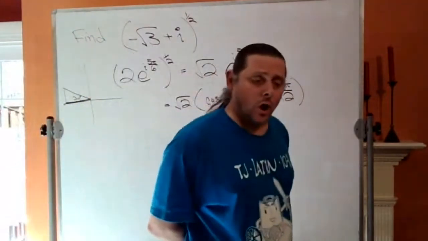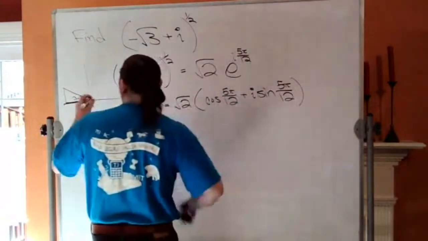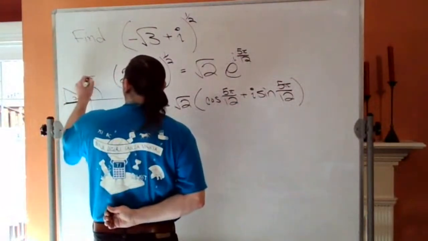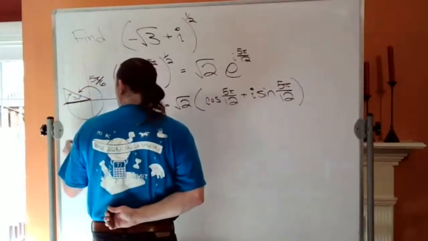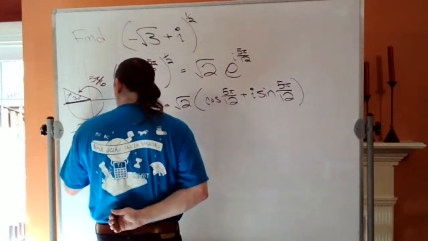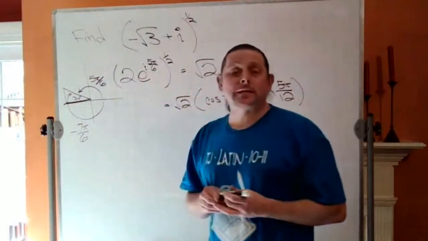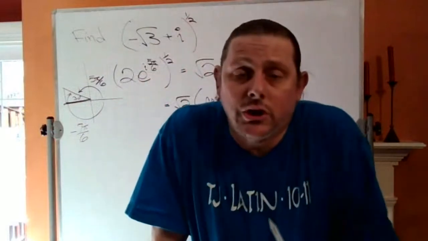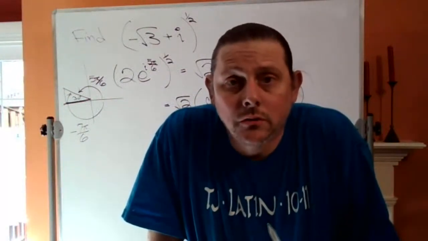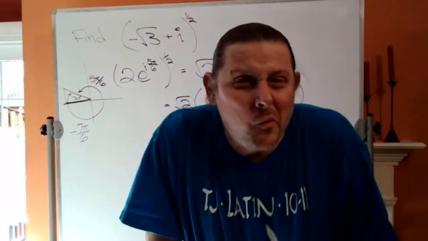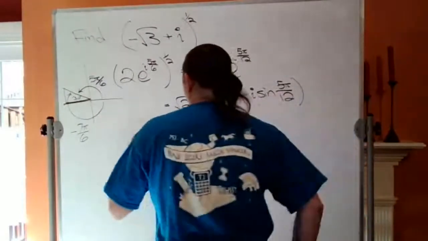But somebody else could come along and say, well, I'm not going to view this as 5 pi over 6. I'm going to view it instead as negative 7 pi over 6. Well, cis of negative 7 pi over 6 is the same as cis of 5 pi over 6. So they're not wrong. Maybe they're a little bit weird, but they're not wrong. So let's see what they would get.